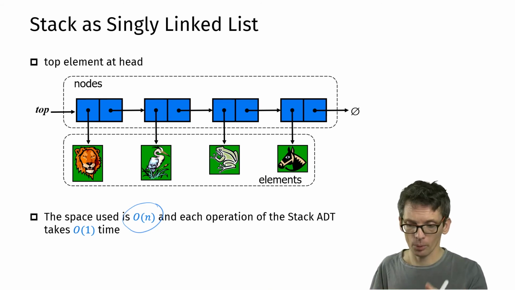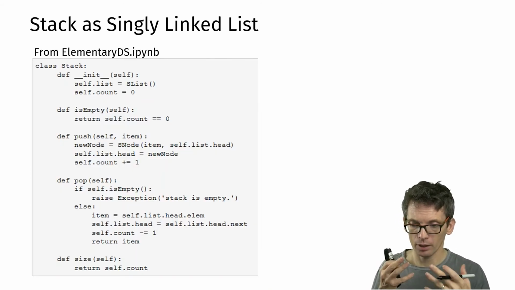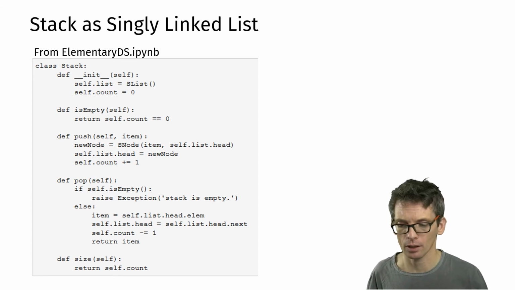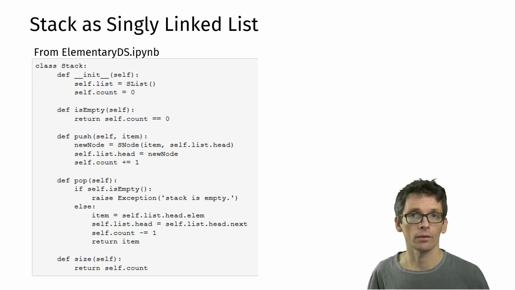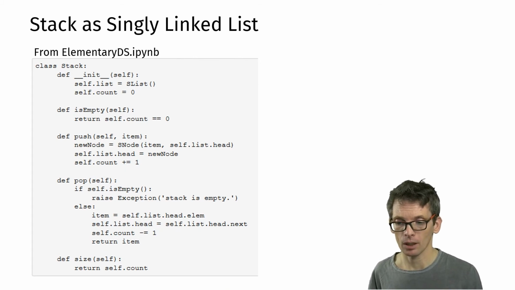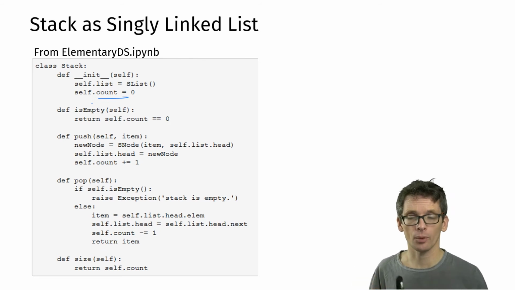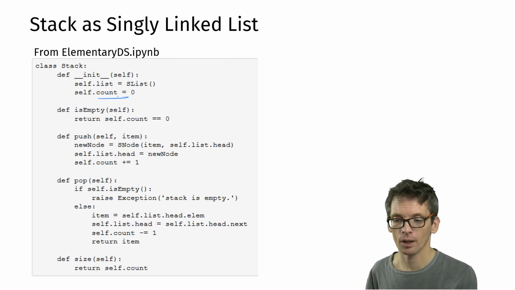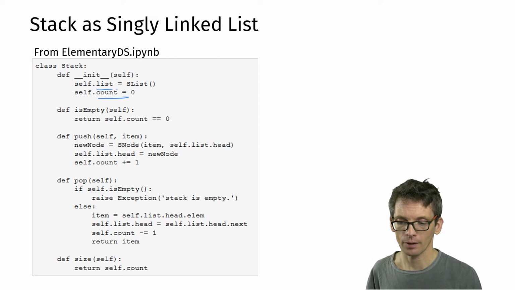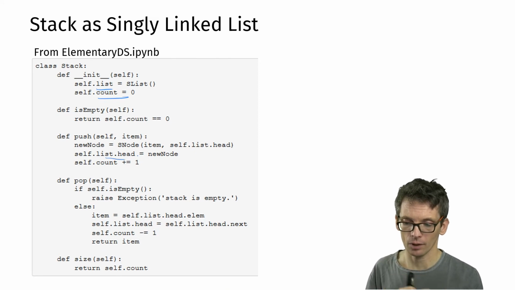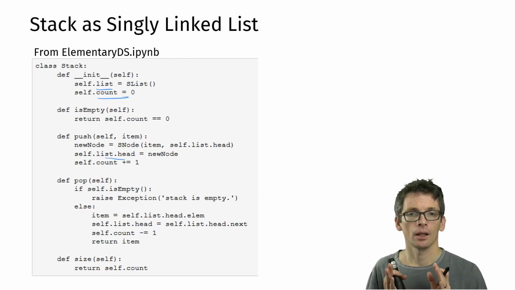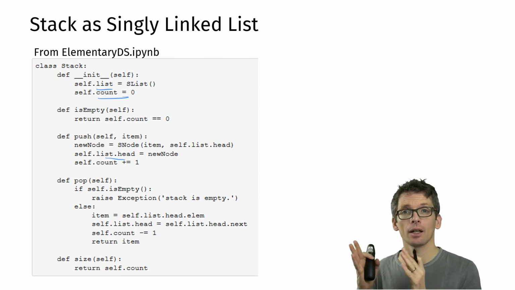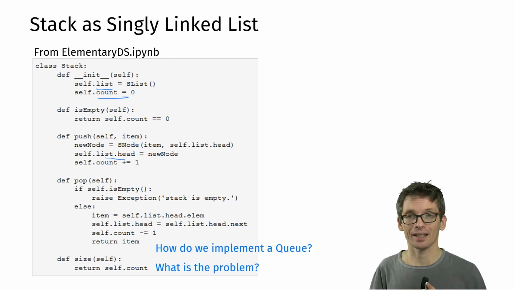And now you could put all of this in code. So this would be a stack implementation using a singly linked list, and all of the ingredients that you see here we've already seen. This is simply another parameter, count, which keeps track of how many elements we have. Otherwise we simply have a list, and that list has a head and it works with nodes and so on. Now that's a stack based on a singly linked list.